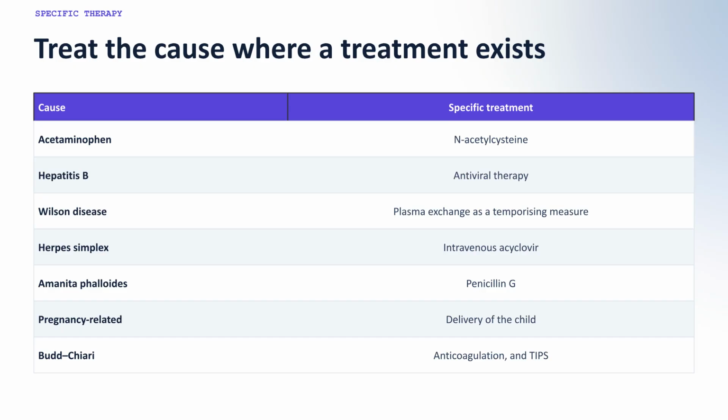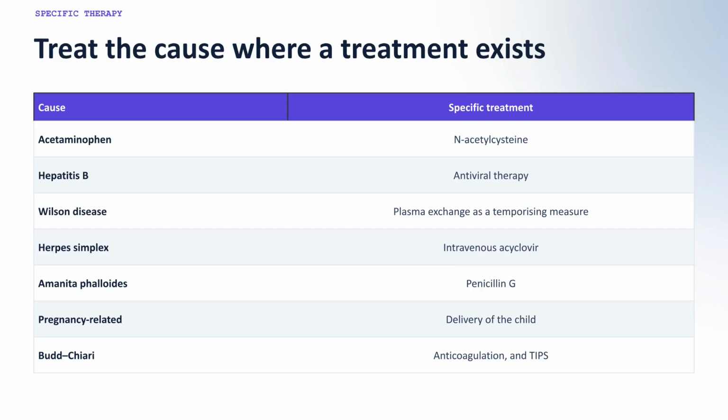Acetaminophen gets N-acetylcysteine. Hepatitis B gets antiviral therapy. Wilson disease gets plasma exchange as a temporizing measure while transplant is arranged. Herpes simplex gets intravenous acyclovir. Amanita phalloides gets penicillin G. Pregnancy-related failure is treated by delivering the child.